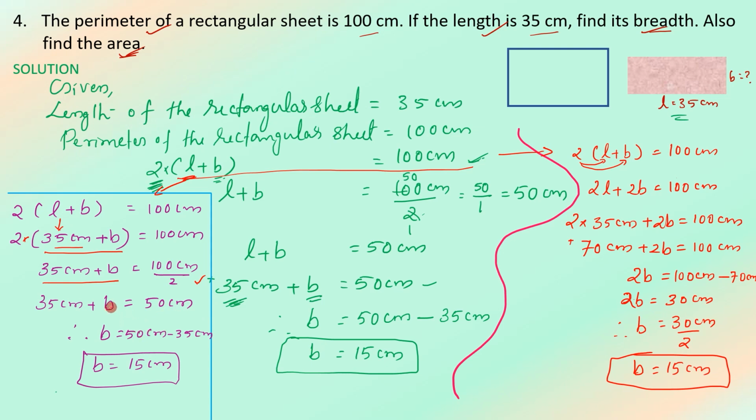Now we have to get B alone here. Therefore B is equal to 50 centimeter. Now we have to take 35 from LHS to RHS, and its sign is here plus, so it becomes a minus here. So B is equal to 50 centimeter minus 35 centimeter, that is equal to 15 centimeter.